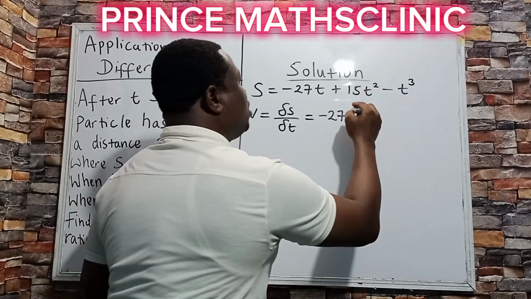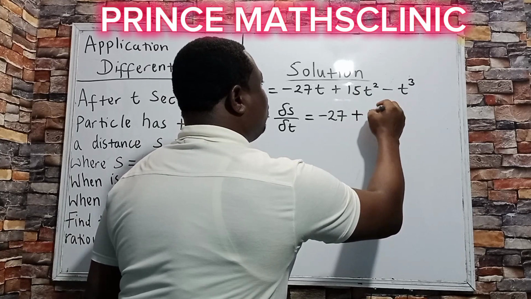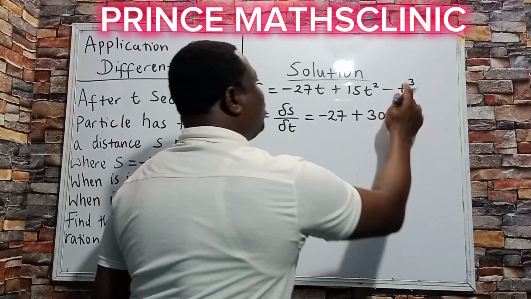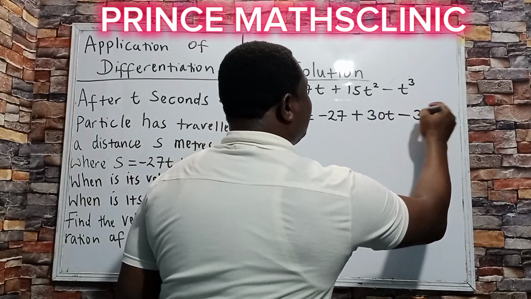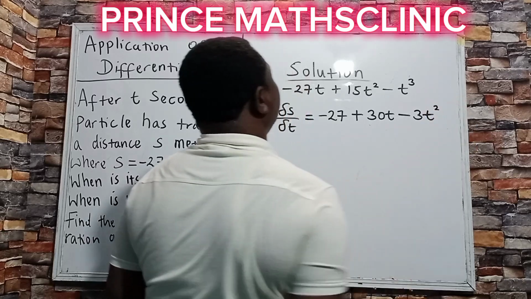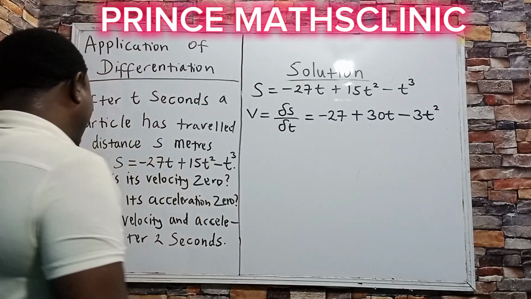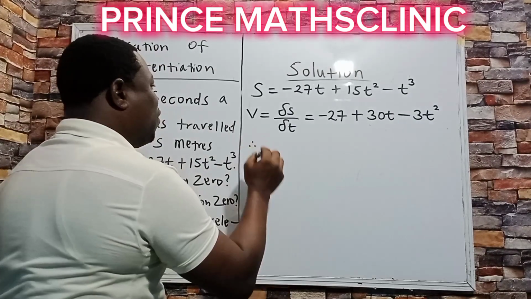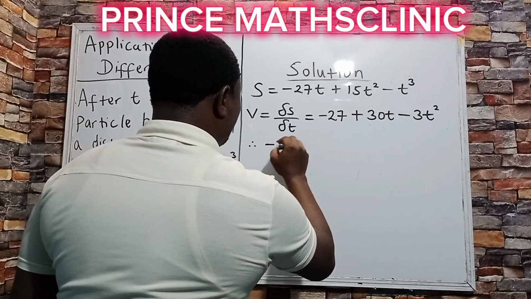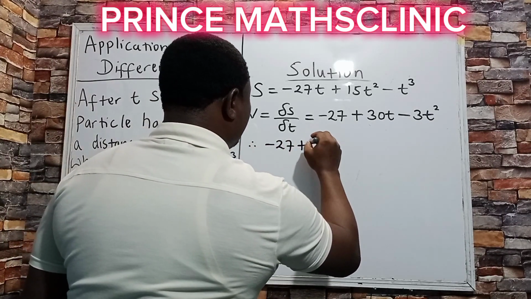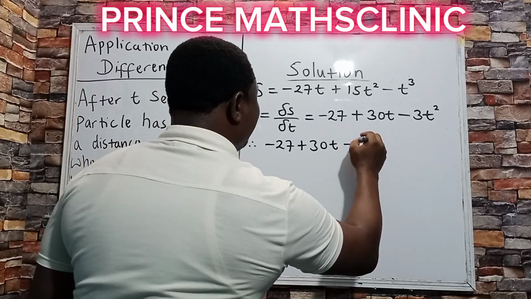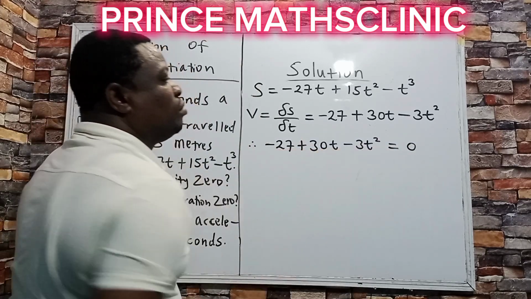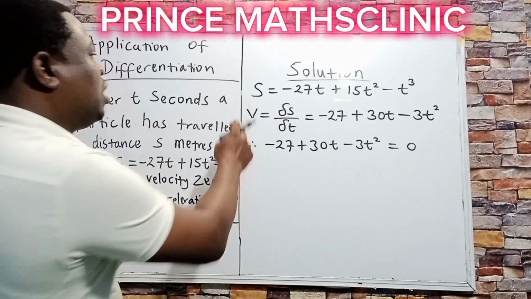If you differentiate 15t squared, you are going to get positive 30t. And if you differentiate minus t cubed, you are going to get minus 3t squared. Remember, when the velocity is 0, we need the time. So therefore, minus 27 plus 30t minus 3t squared equals 0 will give us the time for which its velocity is 0.